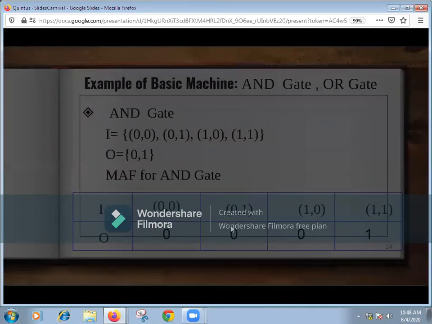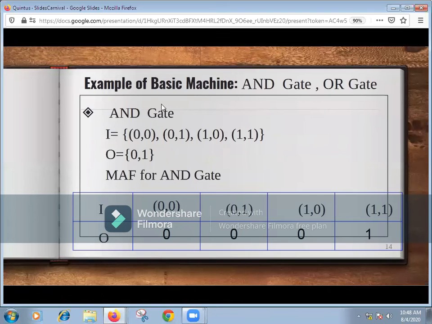For example, in the digital subject, you already learned the AND gate and OR gate. Just take the example of the AND gate. Input to the AND gate is I, and we always give input in terms of 0 and 1. If I give inputs like 00, 01, 10 and 11, then what output do we expect for the AND gate?